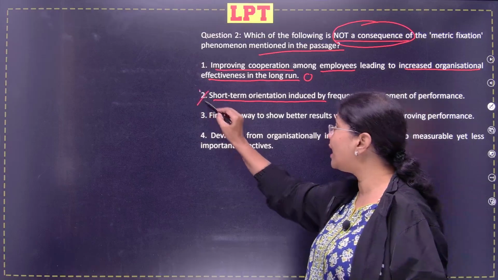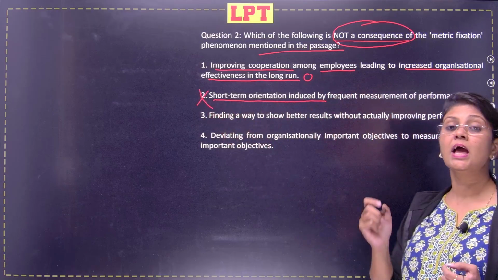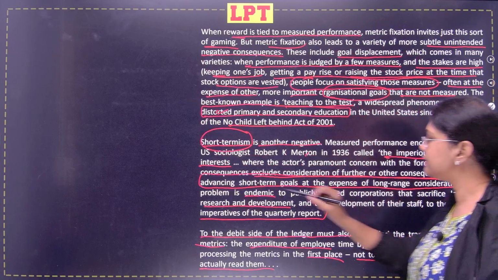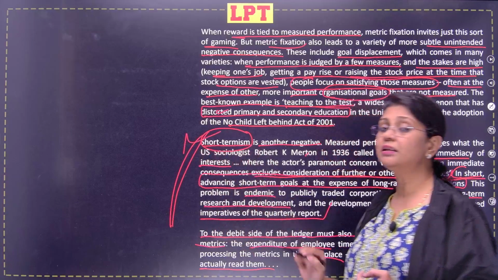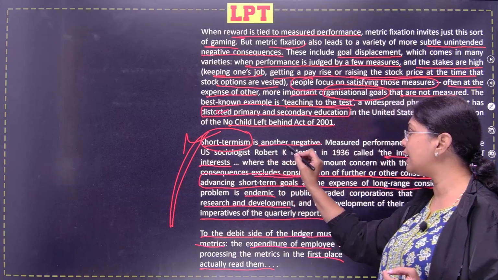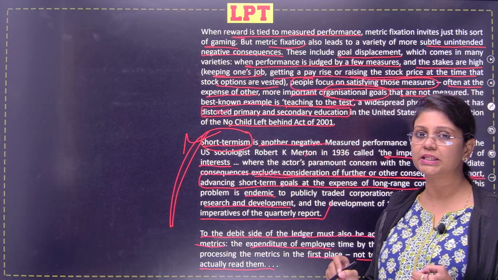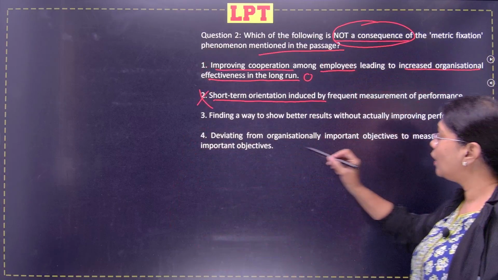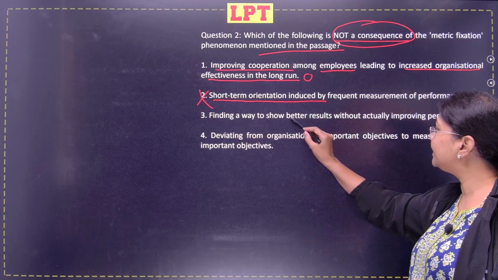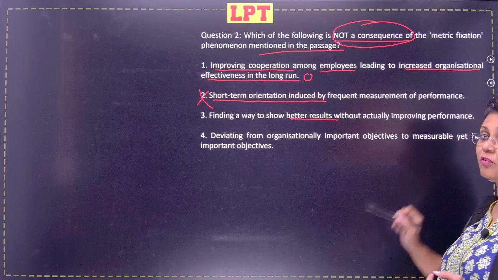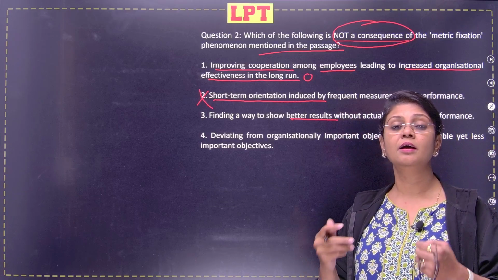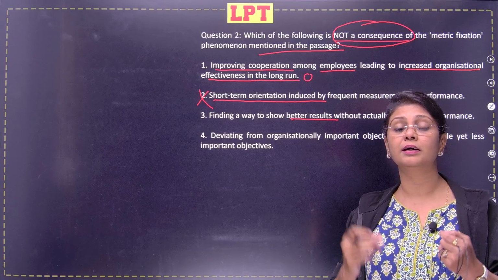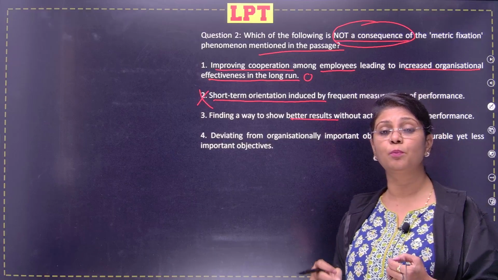This will not be the answer because it says is not a consequence. And short-termism, of course, if you go back to the passage here, so look at this reference point. This entire thing was talking about short-termism as another negative consequence of metric fixation. So this is definitely a consequence, cannot be our answer. Now, third one says finding a way to show better results without actually improving performance. The author did talk about this, that when you have this metric fixation in process, some people would overlook the actual long-term goals as opposed to the short-term goals.